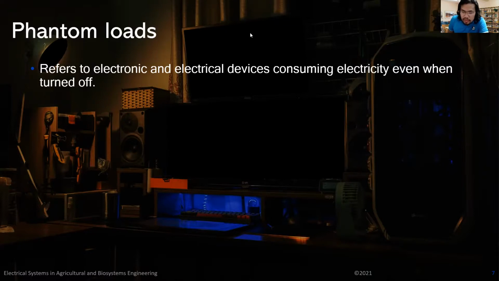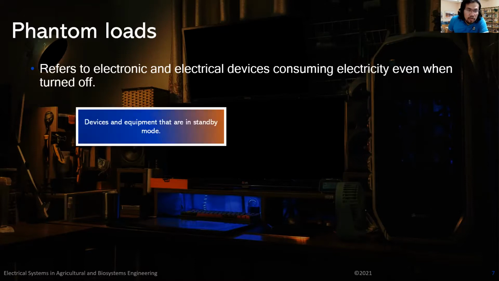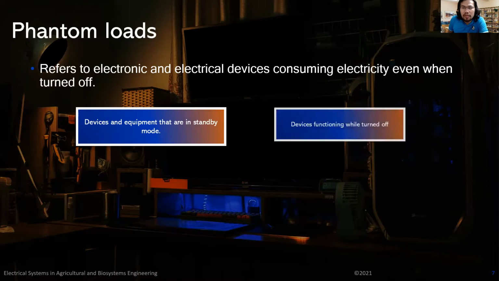Now, the use of power strips that allow one to unplug several electronics by flipping a single switch is another good practice. And then there's also right here, so this is what to take note of with phantom loads. There are devices that are always in standby mode, and these are consuming electricity. Why? Because they have to power the circuitry, the boards that allow them to go into standby mode.